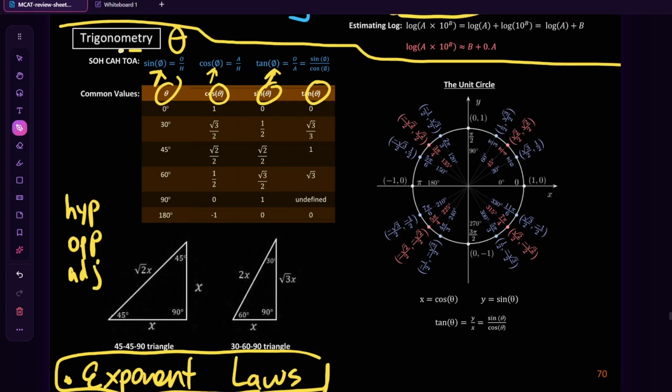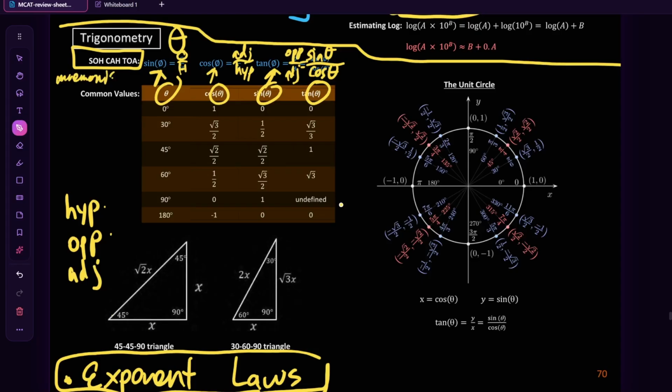Then we have SOHCAHTOA that will help you memorize that. SOHCAHTOA stands for, again, what we just reviewed: sine theta is equal to opposite over hypotenuse. Cos theta is equal to adjacent over hypotenuse. Tan theta is equal to opposite over adjacent, or sine theta over cos theta. These are important to remember, and SOHCAHTOA is a mnemonic to help you memorize these formulas.